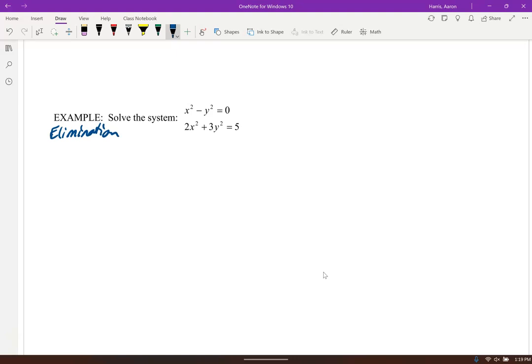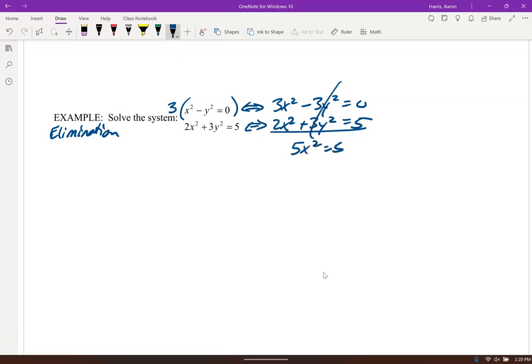And let's get rid of the y. So notice on the bottom one I have 3y squared. The top one, I just need to multiply that by 3 and I'll have -3y squared. So this becomes, bottom stays the same, gone. So I have 5x squared equals 5, divided by 5, square root. So it looks like x ends up being plus or minus 1.